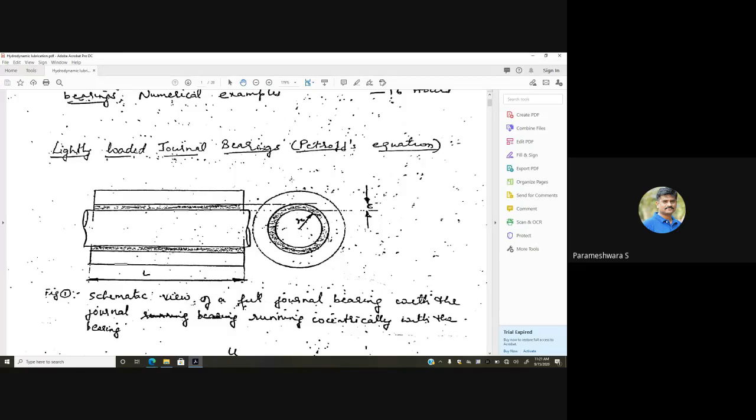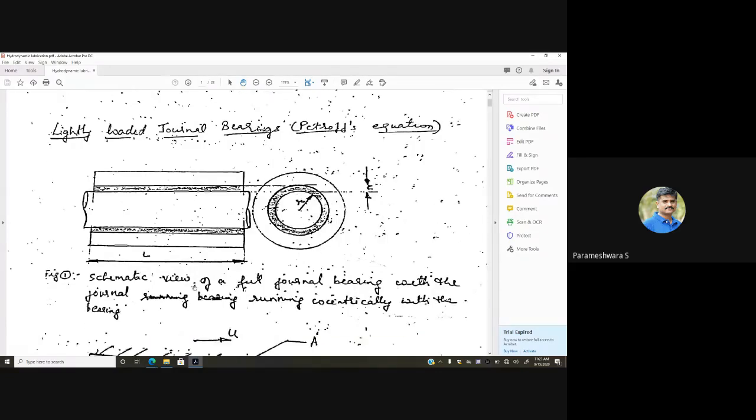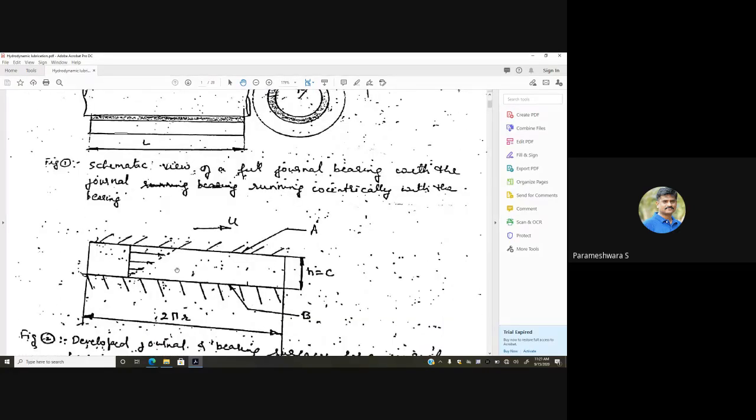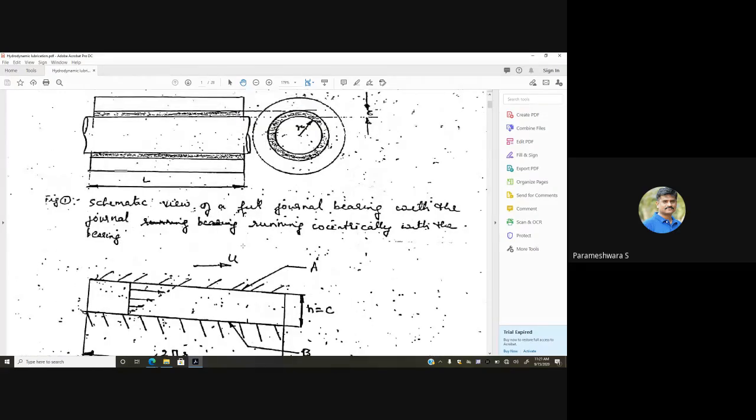In Design of Machine Elements 2, you might have studied the heavily loaded journal bearings and lightly loaded journal bearings. Petrov is the person who derived the relevant equations for lightly loaded bearings. We shall see that derivation, and using the formulas obtained from the derivation, we will solve the related problems. This is a schematic view of the journal bearing, and this is the expanded, developed view of the journal bearing.